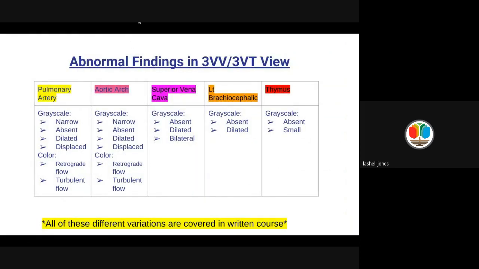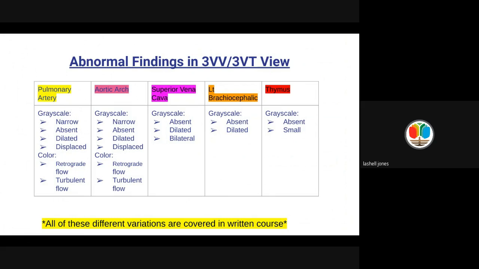Okay, so now we're going to start discussing some abnormal findings. Now, there are several different presentations of an abnormal three-vessel view and three-vessel trachea view. I decided to include all the structures that are seen within the view, and then I wanted to show what could go wrong. Starting with your pulmonary artery and your aorta, your great vessels, they typically will show either narrowness, absence, dilation, or displacement on grayscale.